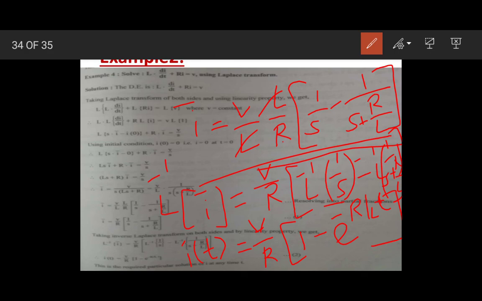Okay. So this is the solution of the given differential equation. So finally I got the solution as I t is equal to V upon R into 1 minus e raised to minus R upon L t. So this is the main application of Laplace transform. Laplace transform is mainly used to solve complicated differential equations. In solving the differential equation, we use both the concepts, Laplace transform as well as inverse Laplace transform.